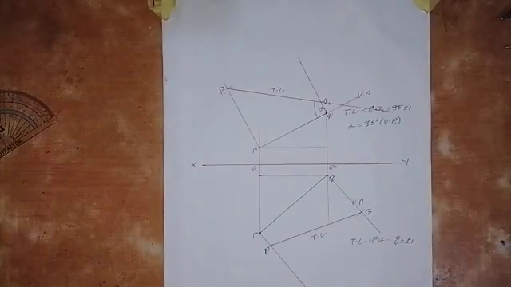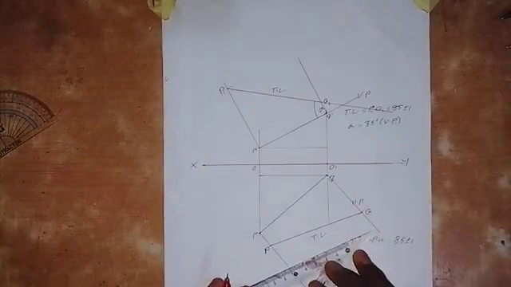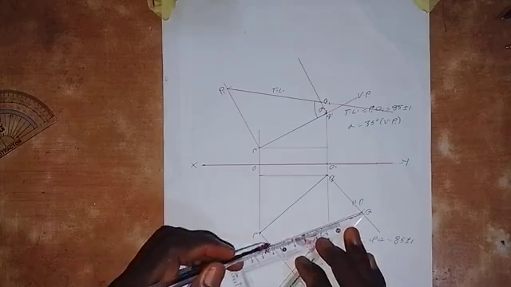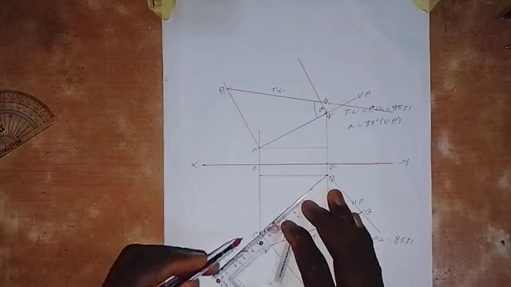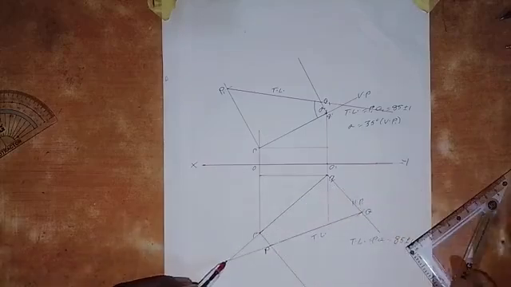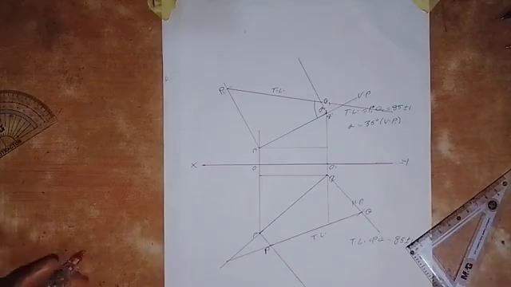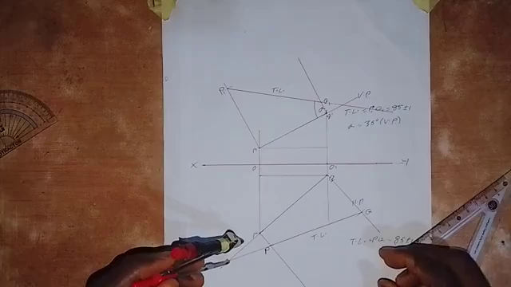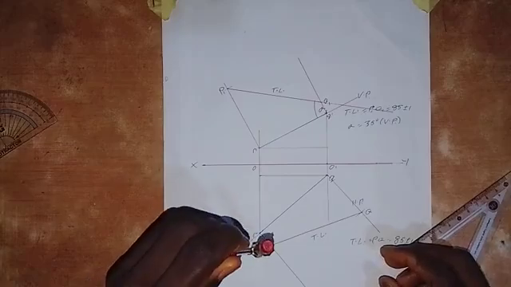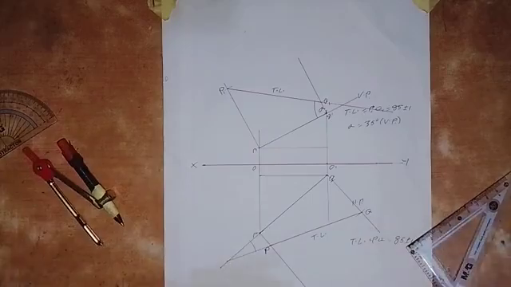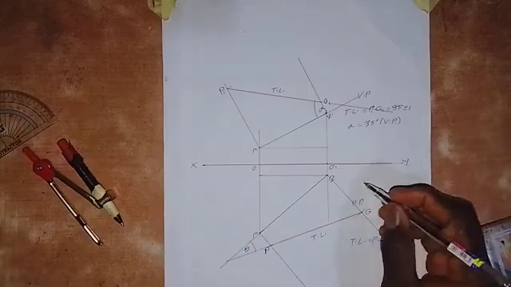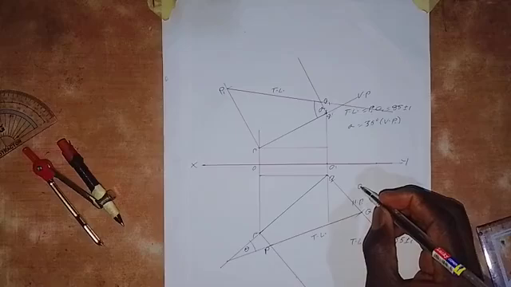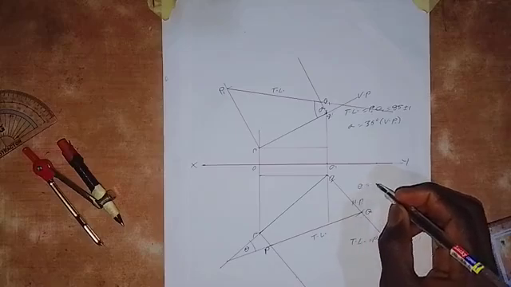Now let's get the true inclination to the horizontal plane. We have to extend this line, and then we also extend this other line for them to meet. They intersect at this point. This angle here, I'm going to make an arc between these two lines, and I will call this angle theta. This angle is the true inclination to the horizontal plane, so theta is equal to the true inclination to the horizontal plane.